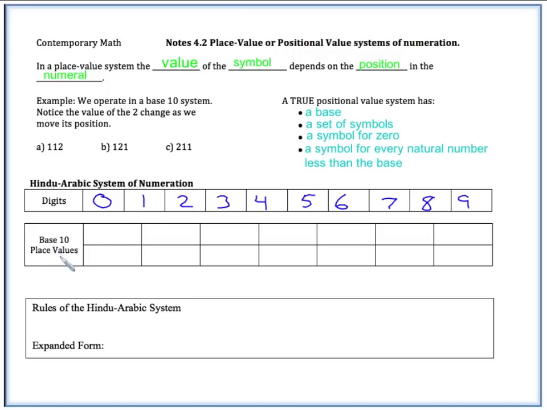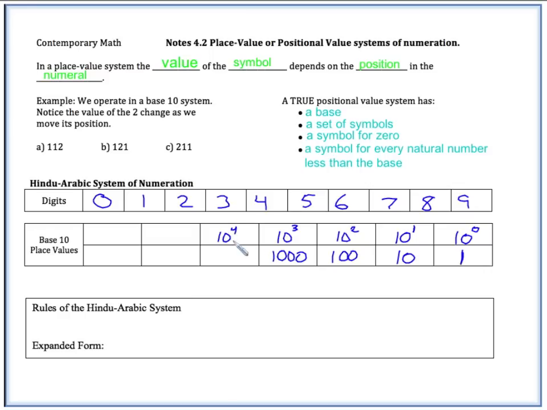Now, for our base 10 place values, we start all the way on the right side, and this is 10 to the 0. 10 to the 0 is 1, so anything in the furthest right is the ones column. Then we move to the left, which is 10 to the first power, or 10, so anything second from the right is the tens column. Then we have 10 squared, which is 100, the 100s column. 10 cubed is the thousands column.